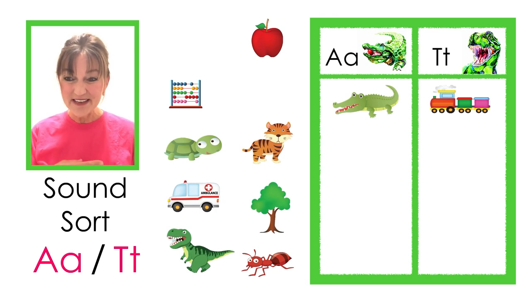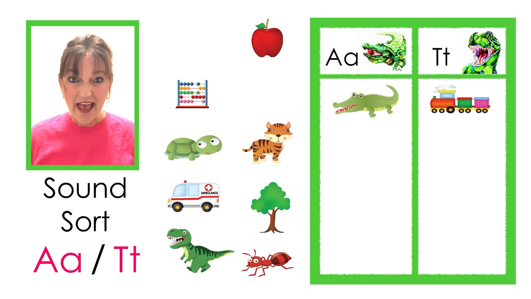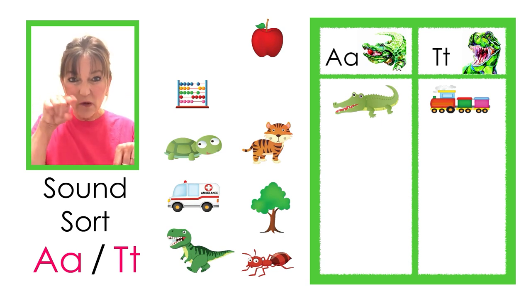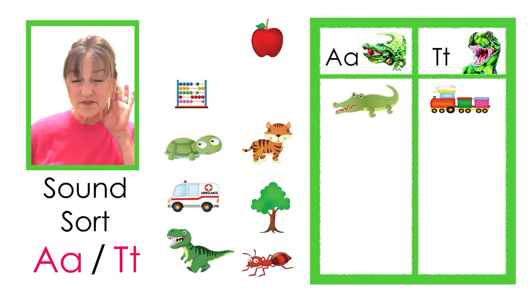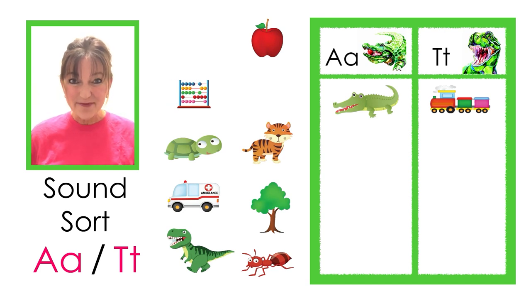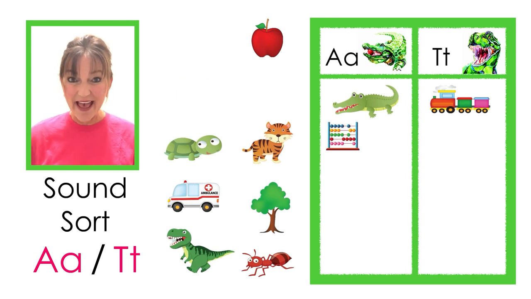Okay, 1, 2, 3. What do you see? Abacus. Do you see an abacus? Yes. An abacus is that little frame with all the little beads that we slide over and count. That's an abacus. And listen carefully. Abacus. Abacus begins with letter A, like our alligator friend. Alligator. Abacus. Letter A.